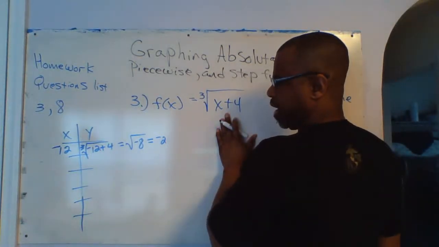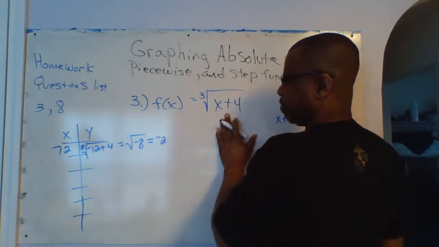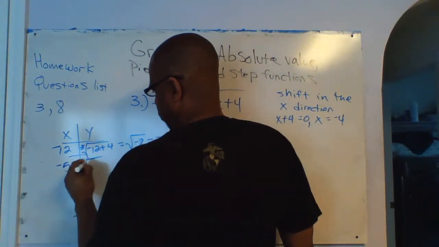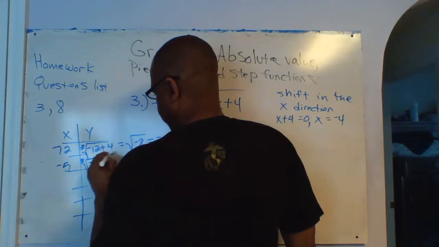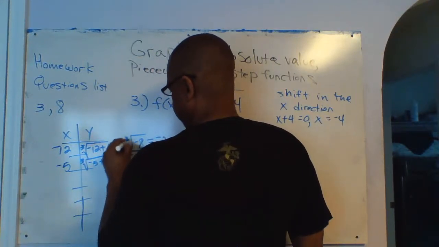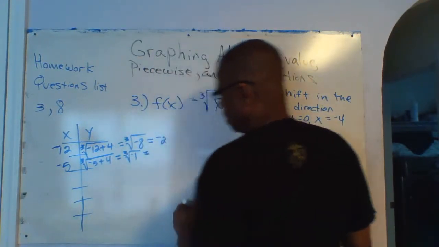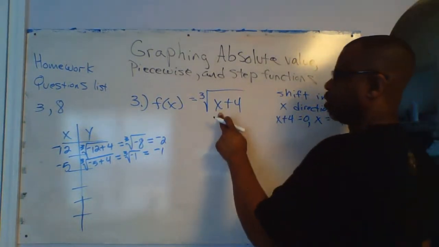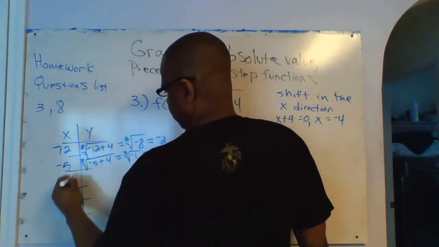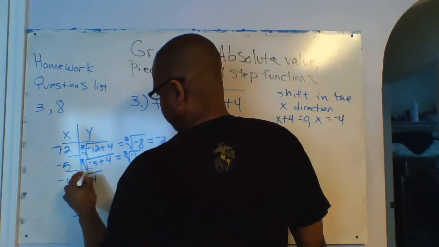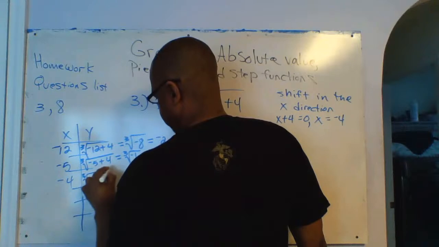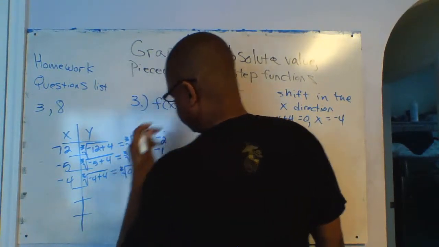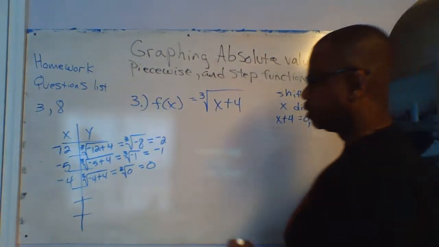Now, what other number could I plug in under here? We need a -1. So can I put a -5 here? A -5 plus 4 is equal to the cube root of -1, which is -1. Now, in order for this to be 0 under here, I'm going to use -4. So the cube root of -4 plus 4 is equal to the cube root of 0, which we know is 0.